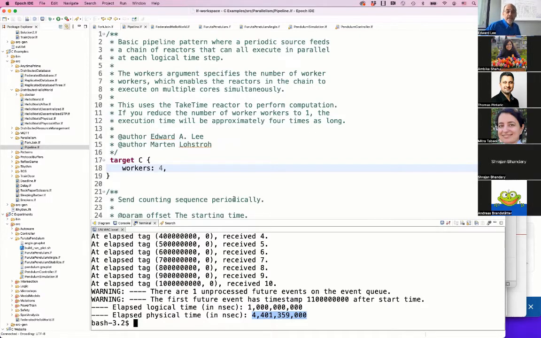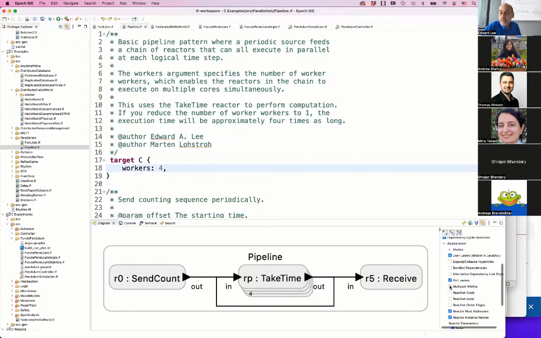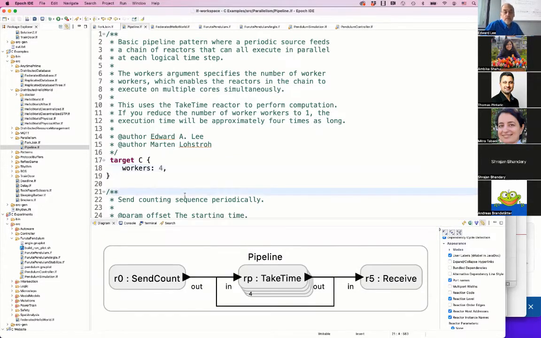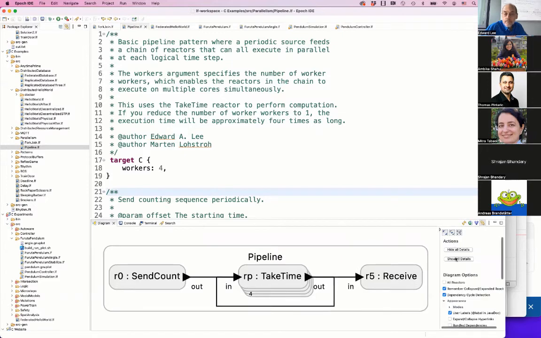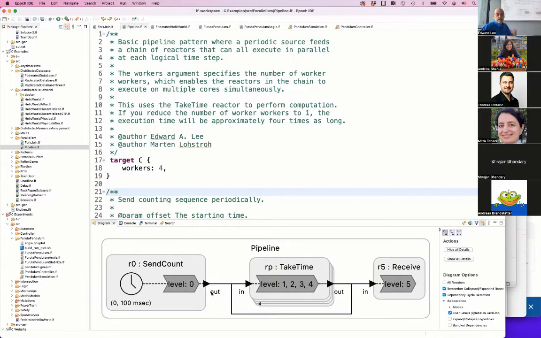And that shouldn't be that surprising, right? Because if I enable the levels here, oh, why is it not showing me the levels? Right, because I need the details. This is a level 0 reaction. These guys, because they're just in a chain, have levels 1, 2, 3, 4, and then level 5. There's no parallelism.